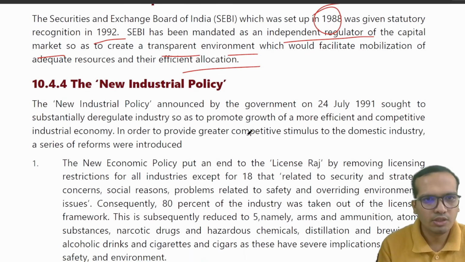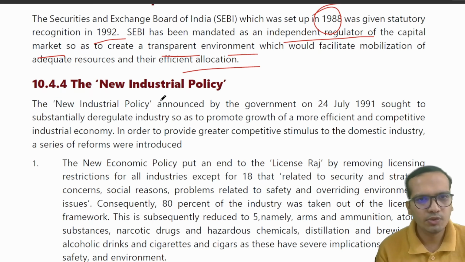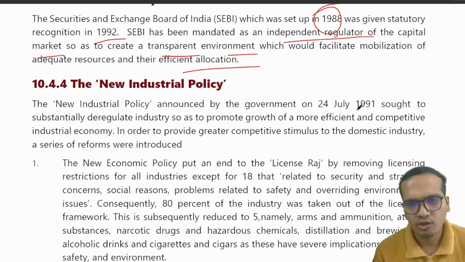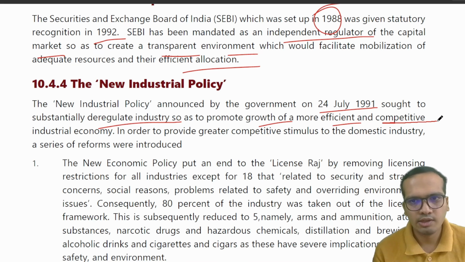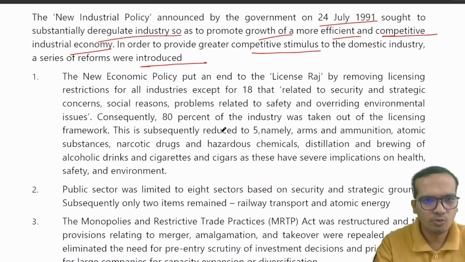Then we have the new industrial policy. The new industrial policy announced by the government on 24th July 1991 sought to substantially deregulate industry so as to promote growth of a more efficient and competitive industrial economy. In order to provide greater competitive stimulus to the domestic industry, a series of reforms were introduced. So we have a series of reforms.